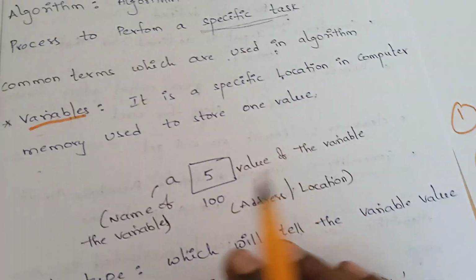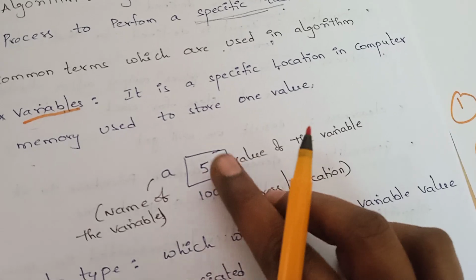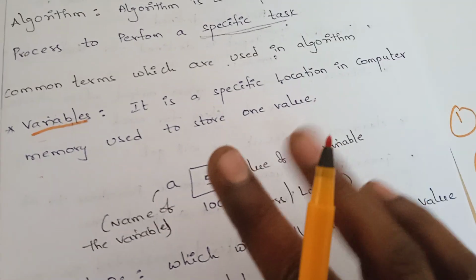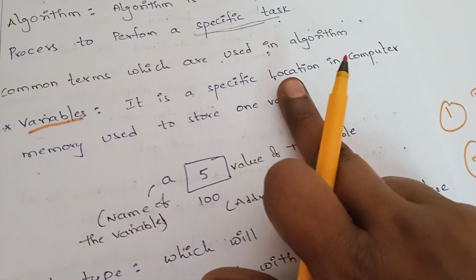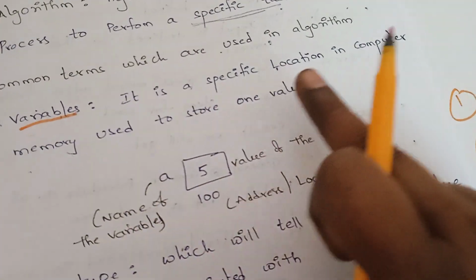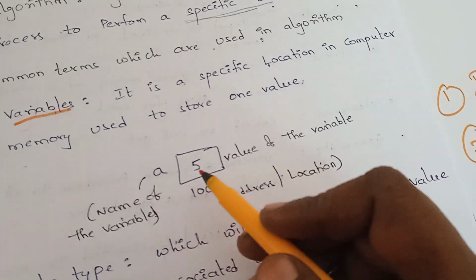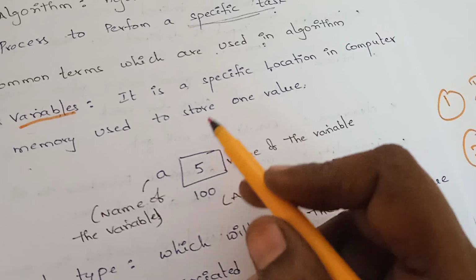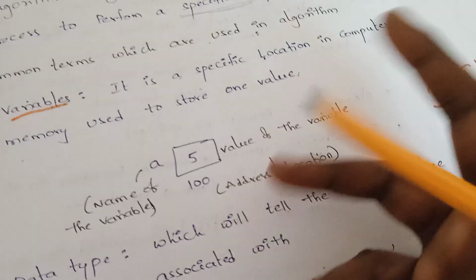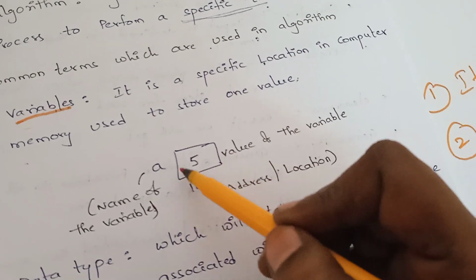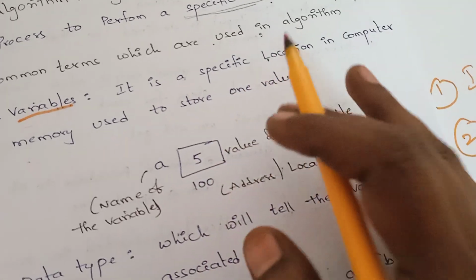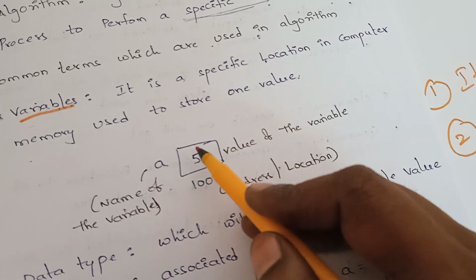Okay, it is true that a variable's value will vary from time to time. But what exactly is a variable, that you have to tell. What is a variable? It is a specific memory location. It is a specific location in computer memory used to store one value. a is equal to 5. If I wanted to place a is equal to 10, can I place? Yes. Because it is a variable, the value 5 will not be fixed. You can give 10, 15, or 20. So the value will get updated.